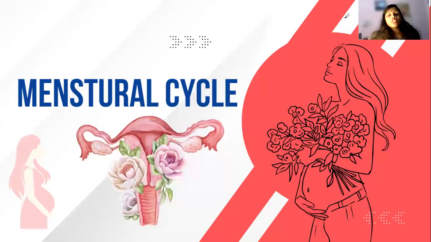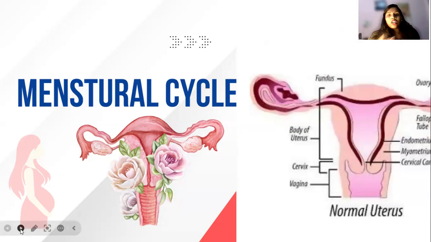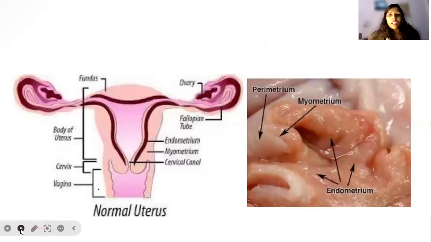Hello, my dear students. In today's section, we are going to study the menstrual cycle. The menstrual cycle involves cyclical changes which occur during puberty. Let's start the discussion with the anatomy of the uterus.